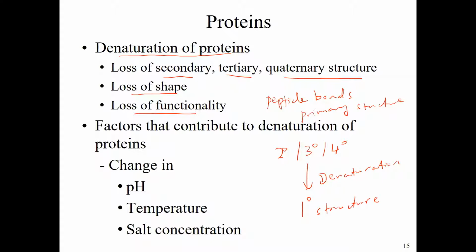So what can denature a protein? What are the factors that can contribute to denaturation of proteins? Extreme changes in pH, temperature, and salt concentration. These can destroy the bonds that are holding the secondary, tertiary, and quaternary structures together, and the protein returns to its primary structure.